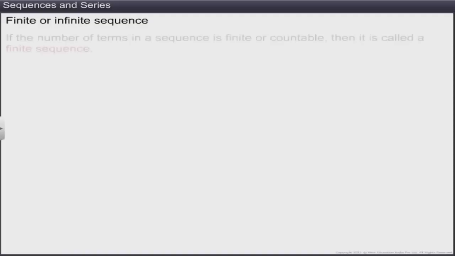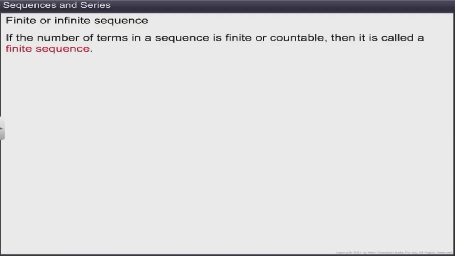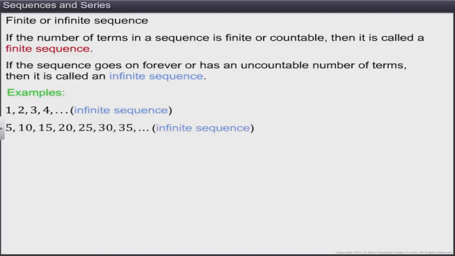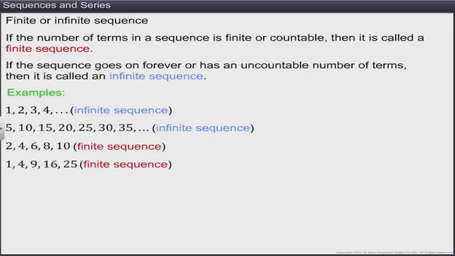If the number of terms in a sequence is finite or countable, then it is called a finite sequence. And if the sequence goes on forever or has an uncountable number of terms, then it is called an infinite sequence. For example, the sequence of natural numbers and the sequence of all the multiples of 5 is an infinite sequence. However, the sequence of the first 5 even numbers and the squares of the first 5 natural numbers is a finite sequence. The terms of a sequence can be expressed by an algebraic formula.